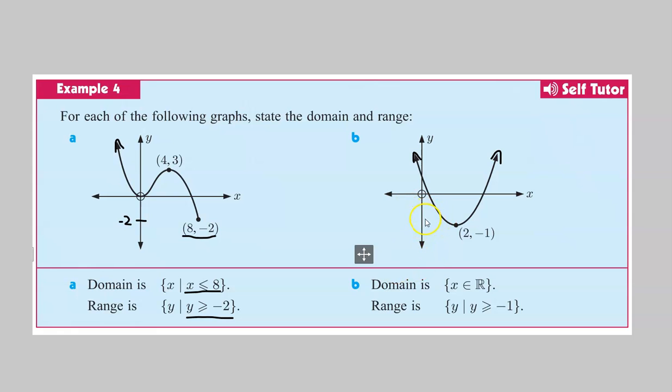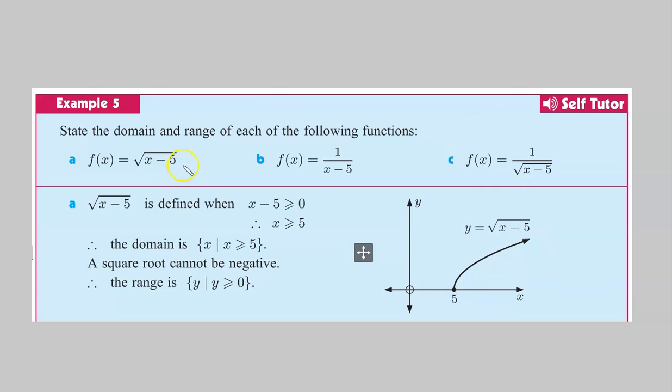The range, however, this thing does have a lowest point. It doesn't continue down forever. So what is this lowest point? Look at this ordered pair. It tells us that the lowest point right here is negative 1. So it would go from negative 1, and it goes up forever. So negative 1 to infinity would be my range, or I could say y is greater than or equal to negative 1.